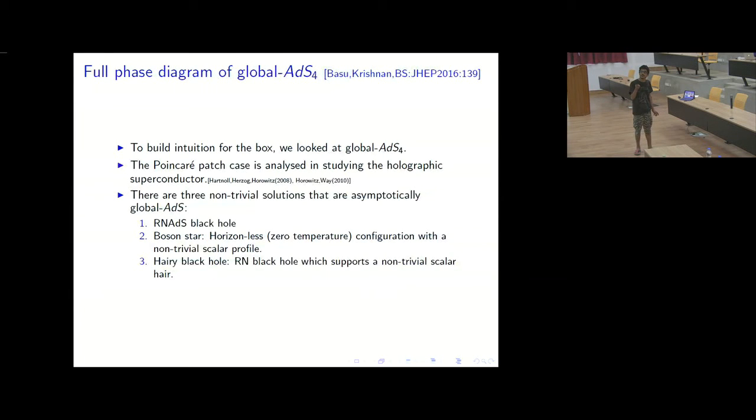The Poincaré patch was analyzed by Hartnoll-Herzog-Horowitz, and its full phase diagram was classified in this paper by Horowitz. Apart from global AdS itself, there are three asymptotically global AdS solutions. One is the RN-AdS black hole, which has no scalar. Then there's the boson star, which has no horizon but has a non-trivial scalar condensate. And then there is the hairy black hole, which is a Reissner-Nordström black hole that has a scalar.